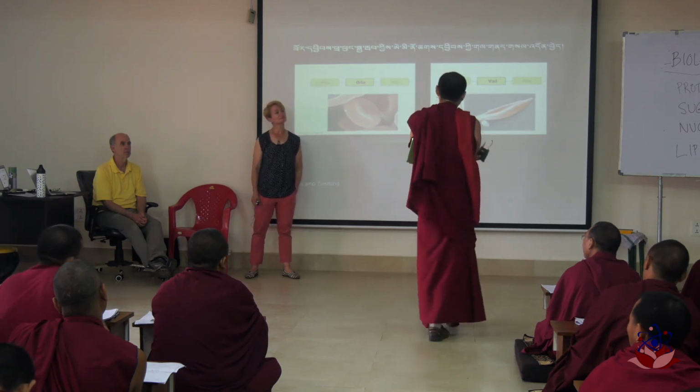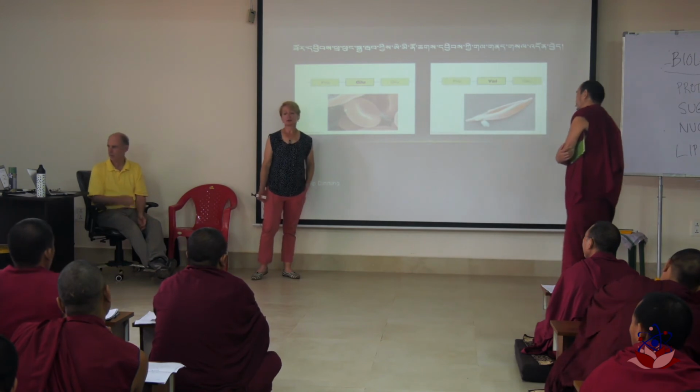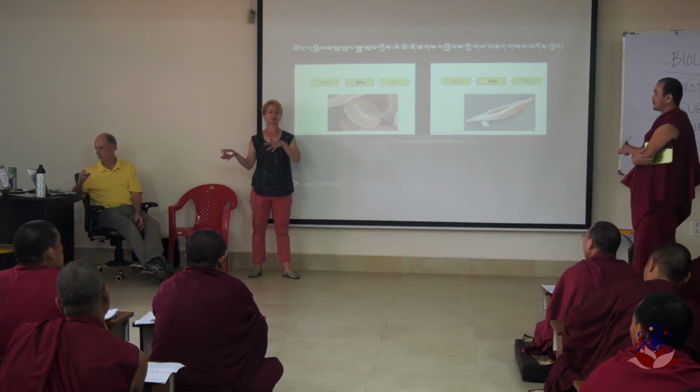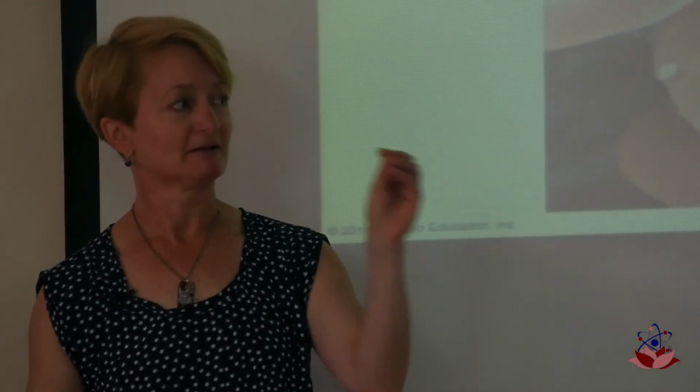So do proteins have to have all the 20 different amino acids? No, they don't. So a protein could be made up of many hundreds of amino acids, but not represent all 20.